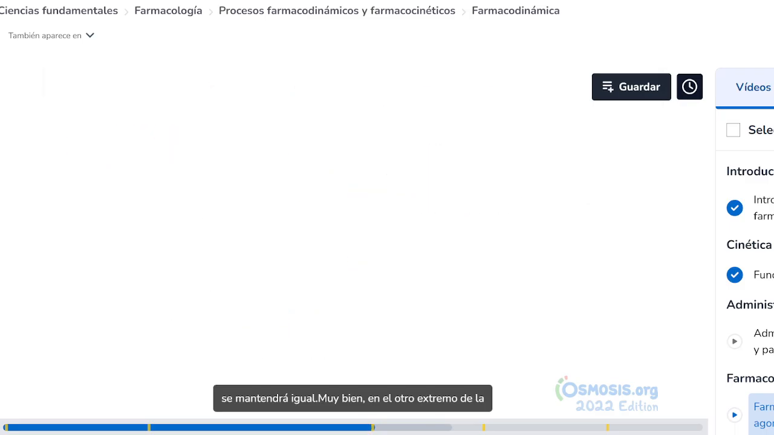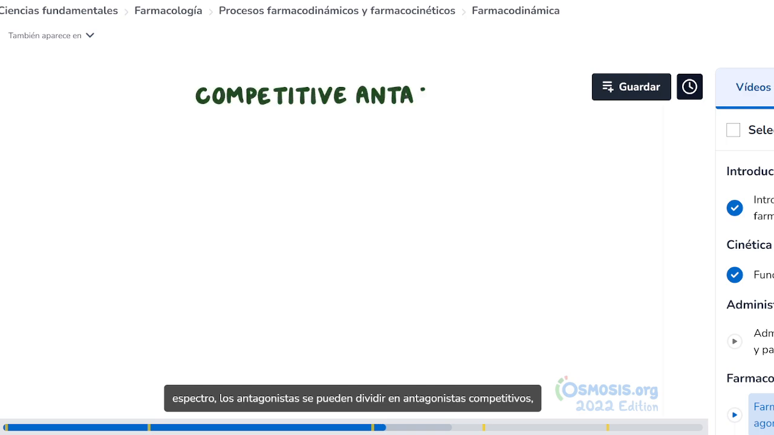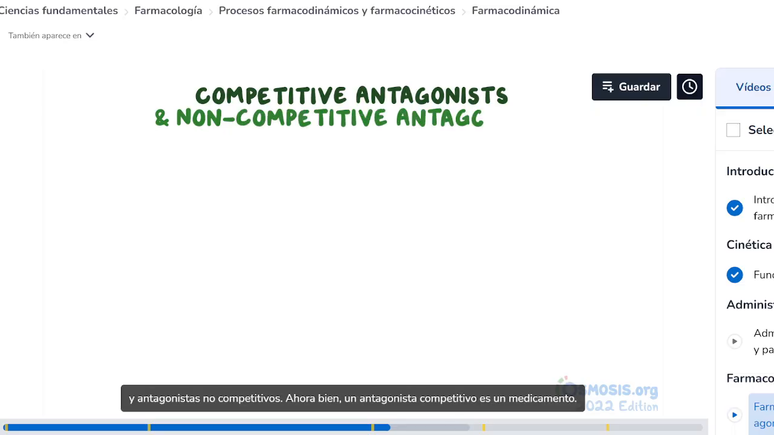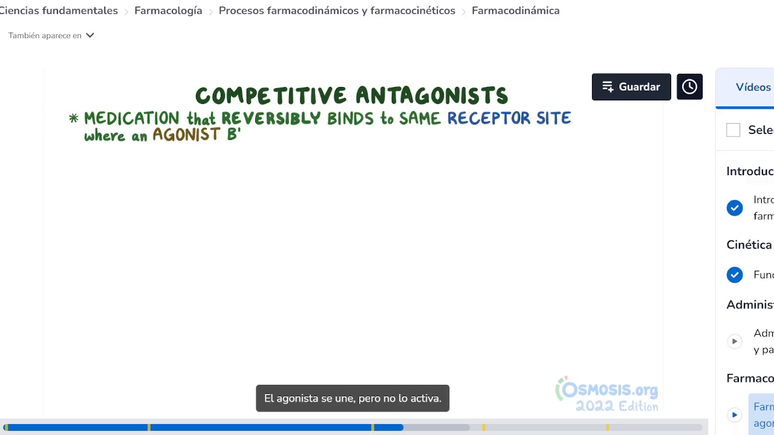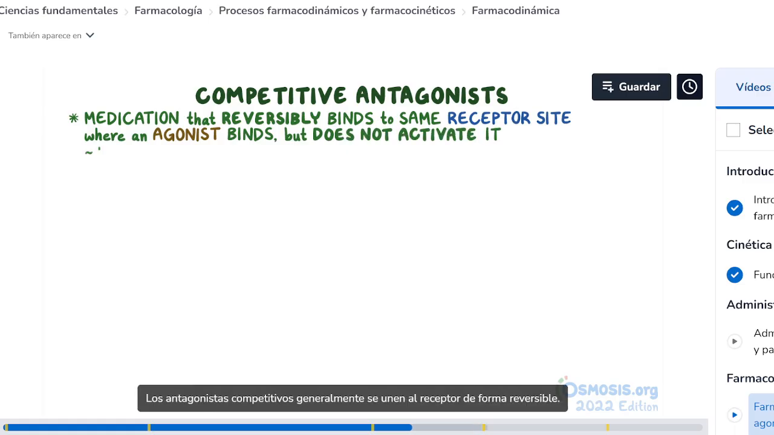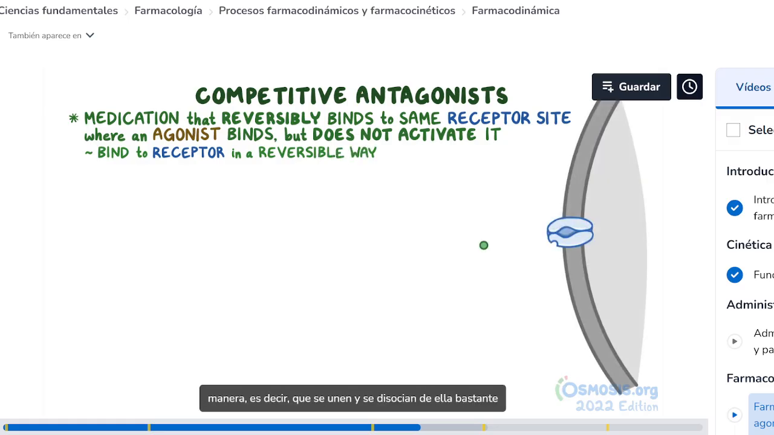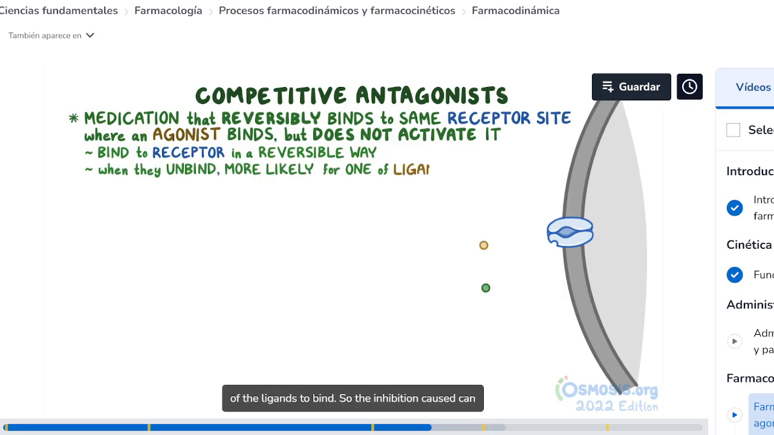Alright. At the other end of the spectrum, antagonists can be divided into competitive antagonists and non-competitive antagonists. Now, a competitive antagonist is a medication that reversibly binds to the same receptor site where an agonist binds, but it does not activate it. Competitive antagonists usually bind to the receptor in a reversible way, meaning that they bind and dissociate from it pretty fast. So when they unbind, it's more likely for one of the ligands to bind.